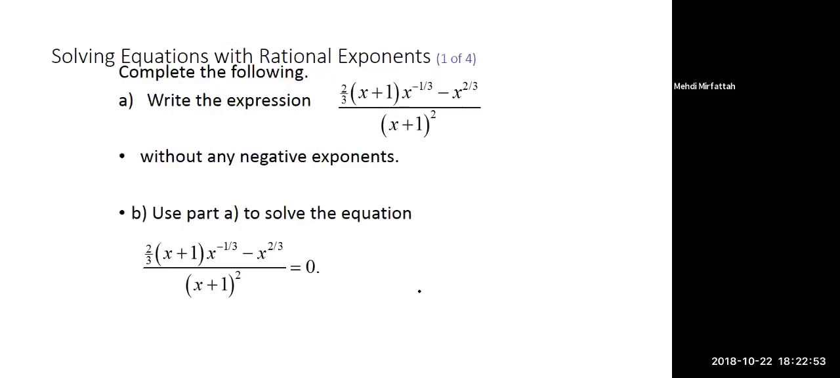Solving equations with rational expressions continues. Complete the following. Write the expression without any negative exponents. That's step number 1. And then we're going to use part A to solve this equation. Let's take a look at the first step first.